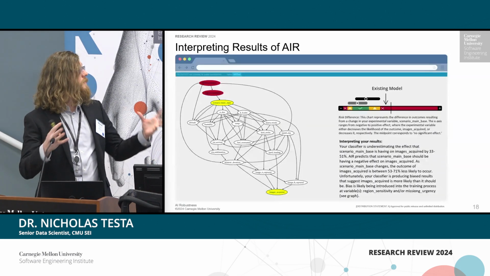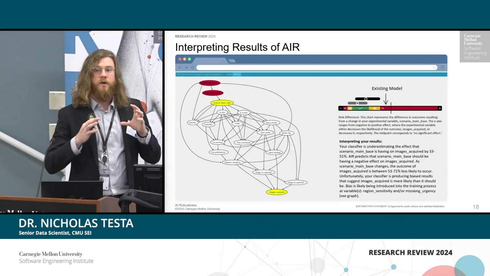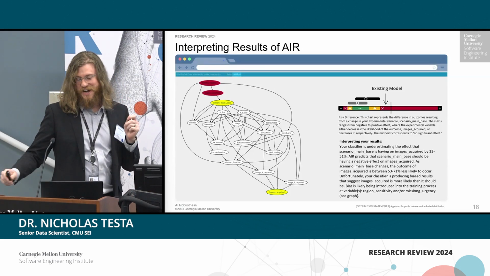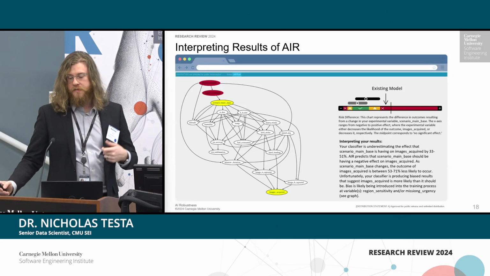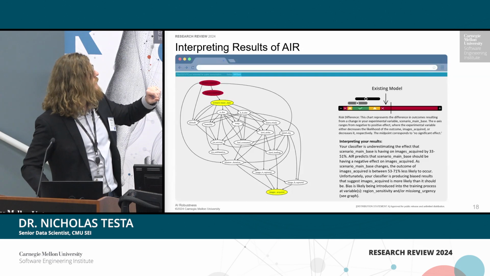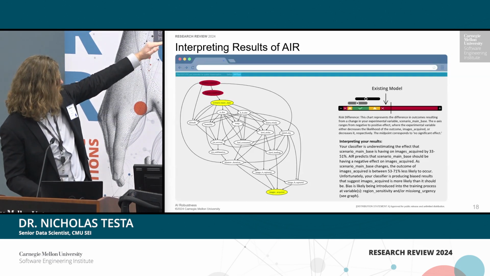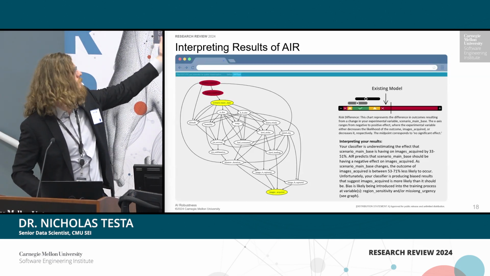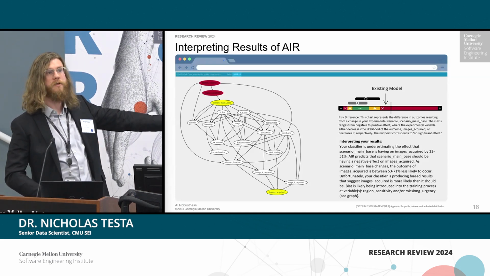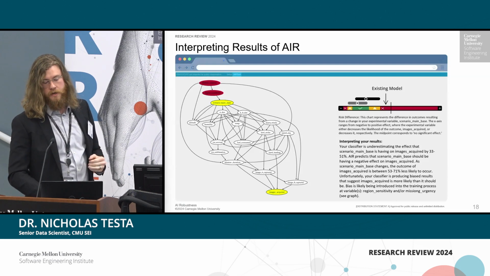So pulling all of this together into one, hopefully easy to read output, we have a mock-up of the AIR tool results window. So we have the causal graph on the left, and that shows us the experimental variable, scenario main base, highlighted in yellow, and then also images acquired, which is the outcome variable, highlighted in yellow.